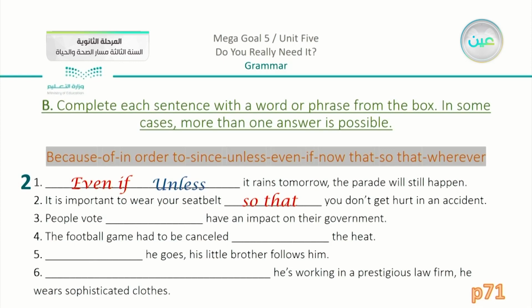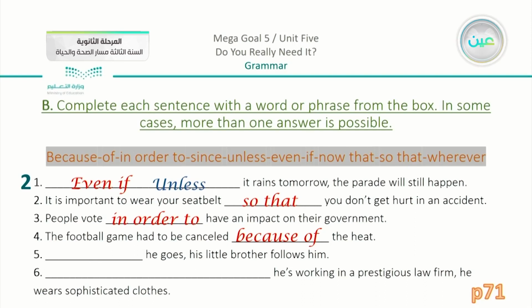And then we have here number 3, people vote, have an impact on their government. Why do people vote? So we can see that I'm looking for a reason here. Now it can be a reason or it can be a purpose. Now we can choose a suitable answer, in order to. And then we have in number 4, the football game had to be canceled, the heat. Now there is a reason. Why did they cancel the football game? Because of the heat.